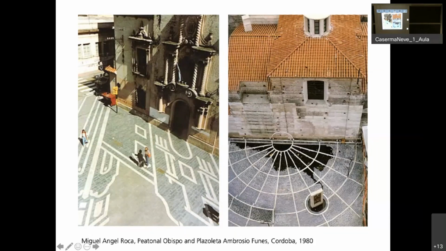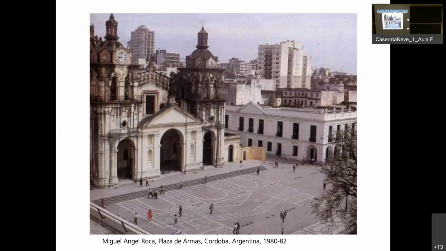Okay, these are two different examples. In this case, it's not exactly a projection of the building, but a geometric pattern that is creating a dialogue with the building. So the building and the public space are put in tension through this drawing of the public space. Here in this photo of Plaza de Armas, you can see this idea better. There is no anamorphosis here, but only the projection of the building at a different scale, I guess.